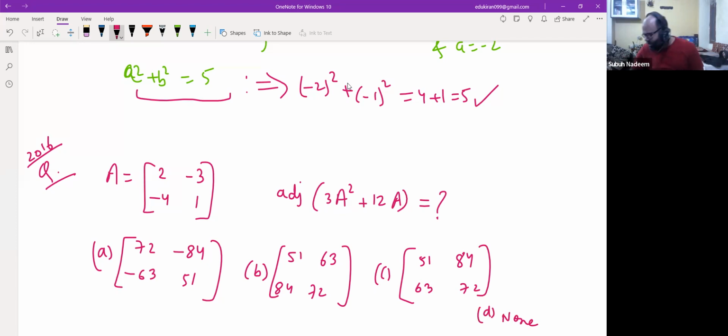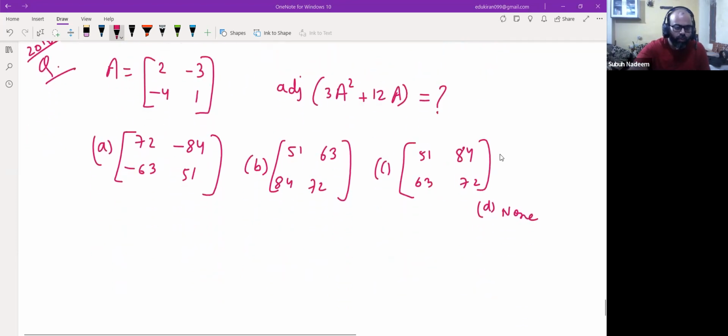Krishna has said B option, which is correct. So let us do the calculation part. Krishna, you are doing fine, so keep it up, and also in other topics. No, it is not none. Priyadarshini, correct, it is B.